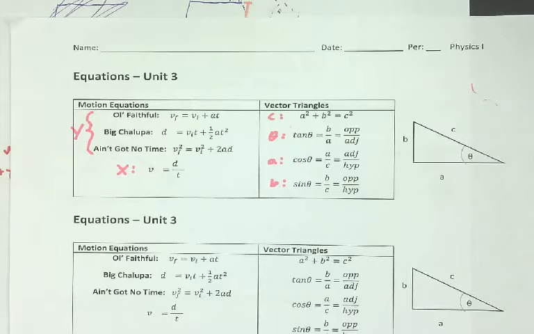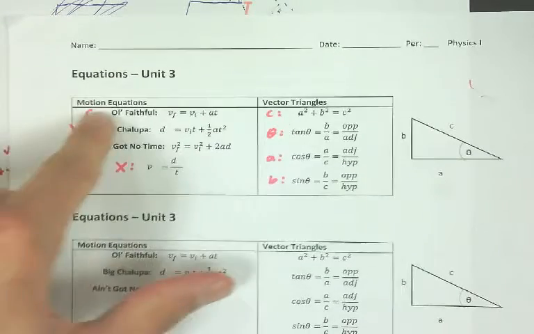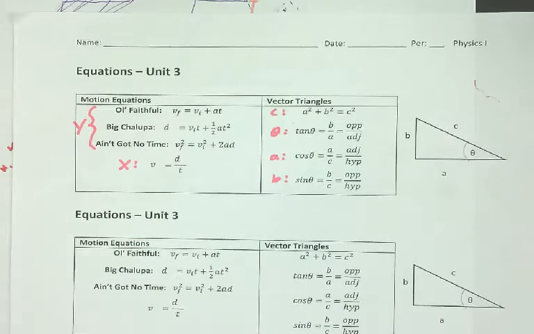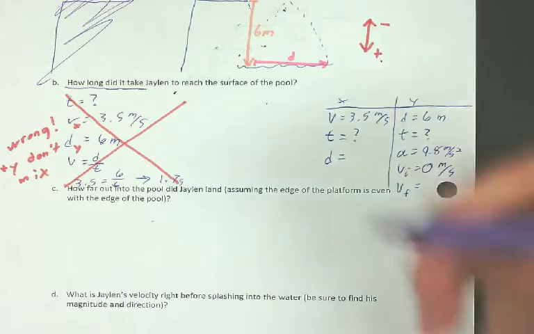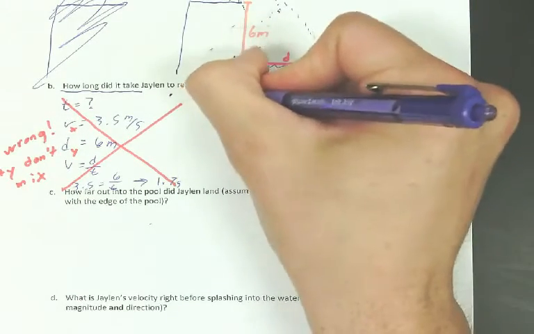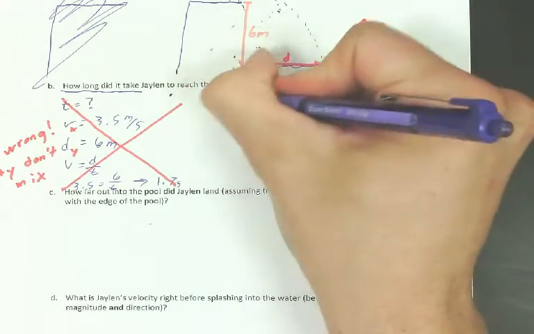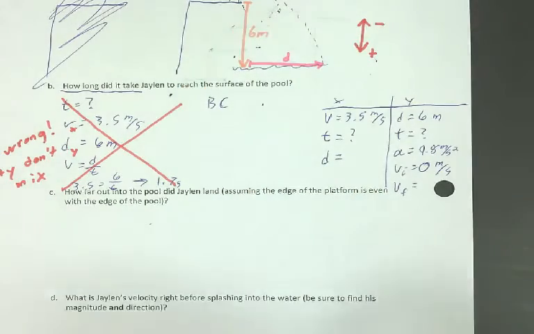So I need an equation that is free fall, so one of Old Faithful, Big Chalupa, Ain't Got No Time. And I need one that's got d, vi, a, and t. And the only one that has that is Big Chalupa. So that's what I'm going to use to solve here. So Big Chalupa is d equals vi t plus 1/2 a t squared.